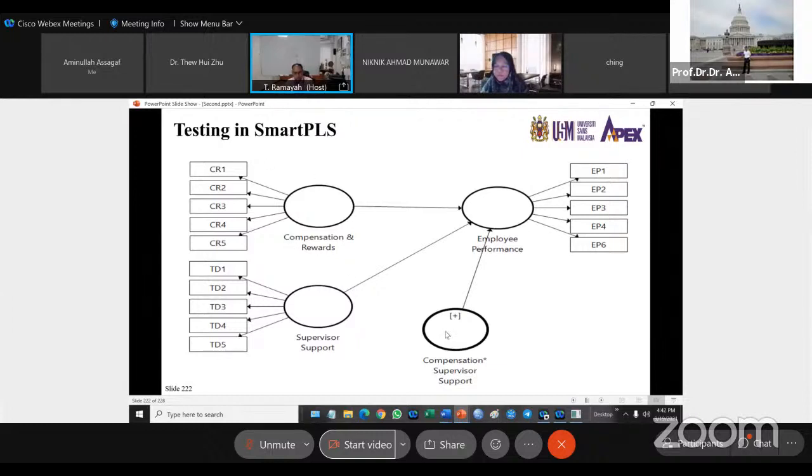So when we run this analysis, we are interested in this arrow, which is the moderation effect. Okay, so that's how we will test moderation in Smart PLS. This is called the interaction effect. In moderation, we can also do another analysis called multi-group analysis. That is when all the variables in your model behave differently for male and female or for Malaysia versus UK. That kind of comparison, you will do multi-group analysis. Okay, that's also moderation.